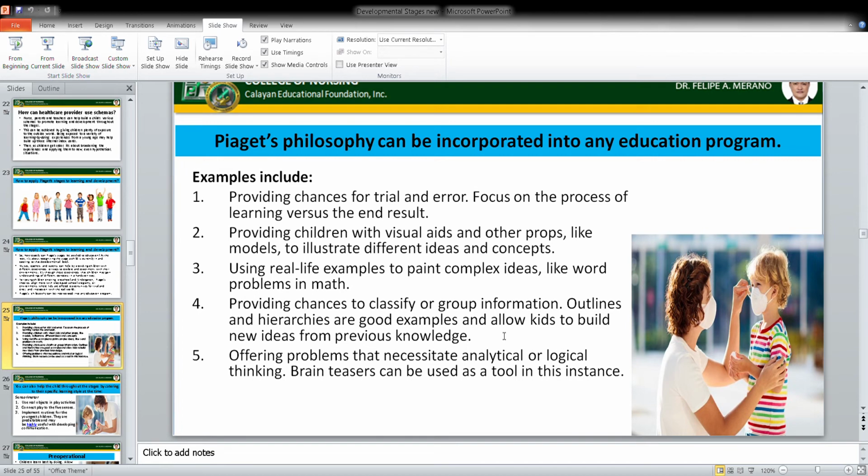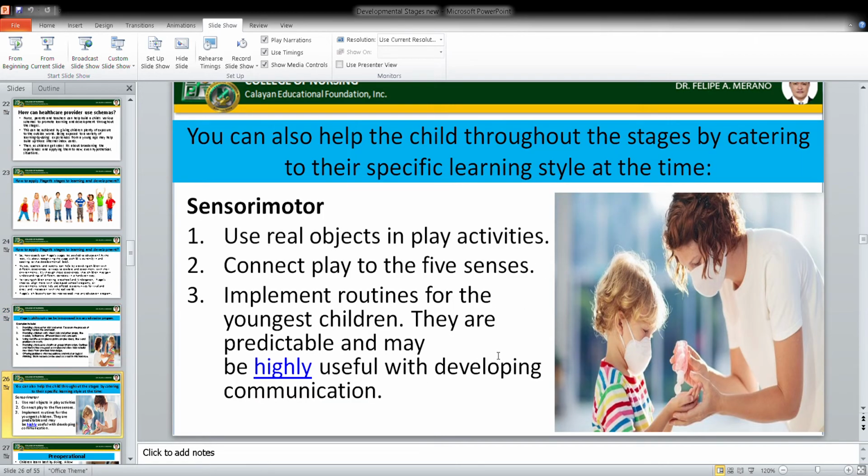Providing chances to classify groups of information outlines a great hierarchy, a good example, and allows kids to build new ideas from previous knowledge. That's why our knowledge in nursing has been conceptualized. Sometimes we put it in boxes or in tables for you to be guided. Then offering problems that require analytical or logical thinking; brain teasers can be used as a tool in this instance.